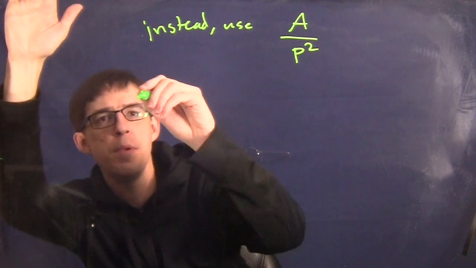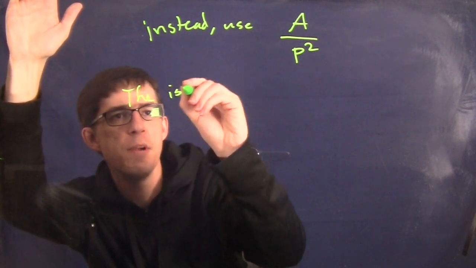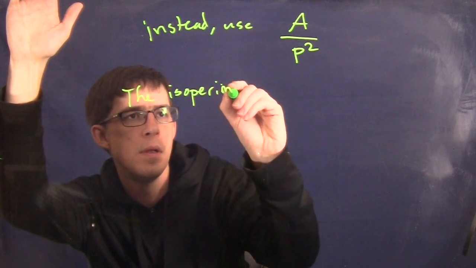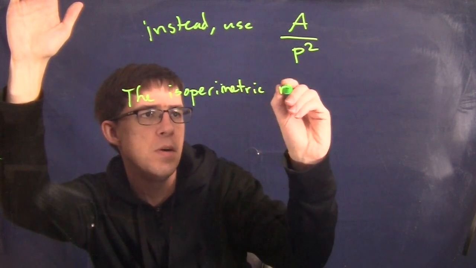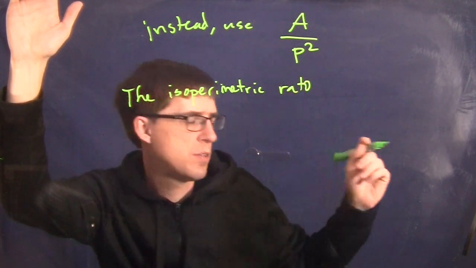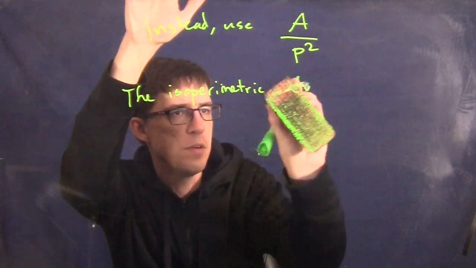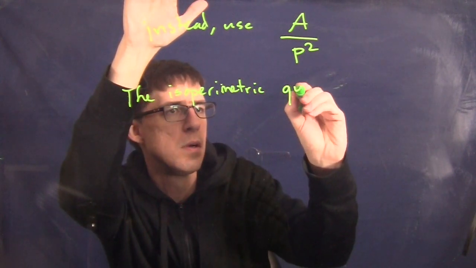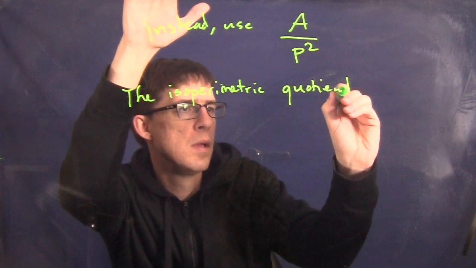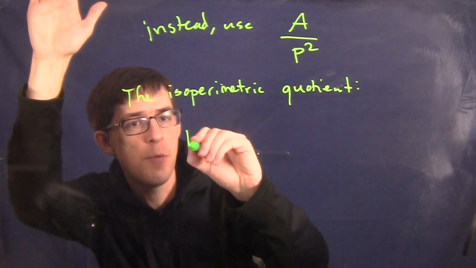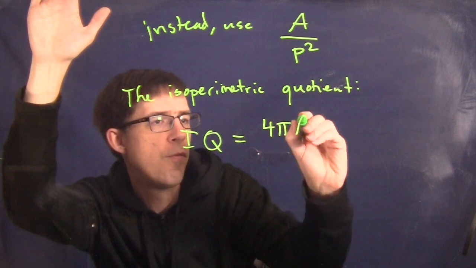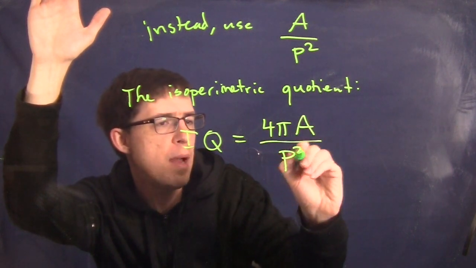The true formula that people use, so this is called the isoperimetric quotient, or the isoperimetric ratio. Sorry, quotient. I mean, it's a ratio. You could call it either, but I'm going to call it isoperimetric quotient. And this is the real formula. I'm not going to change it anymore. I'm going to write IQ is 4 pi A divided by P squared.